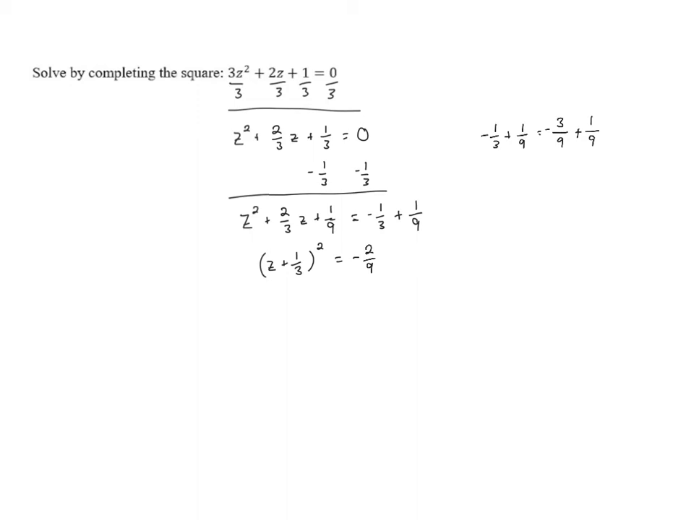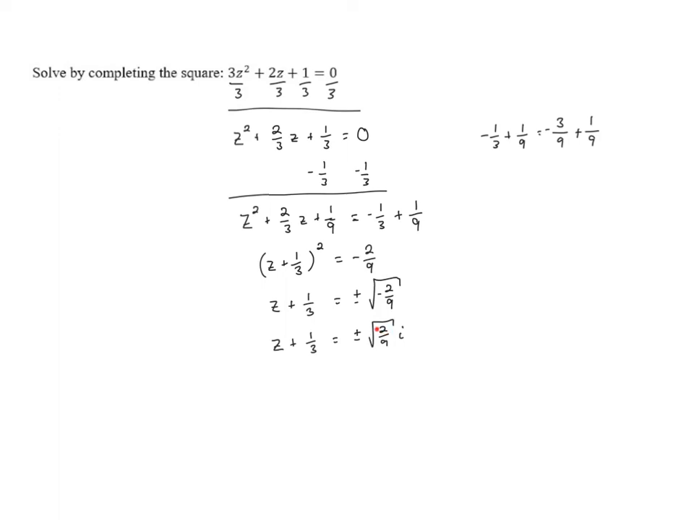When we take the square root of the left-hand side, that gives us z plus 1/3. And then on the right-hand side, we have plus or minus the square root of negative 2/9. Now we know that when we have the square root of a negative number, that negative will come out as an i. So this is the same as z plus 1/3 equals plus or minus the square root of 2/9 i. But there's one more thing we can do here.